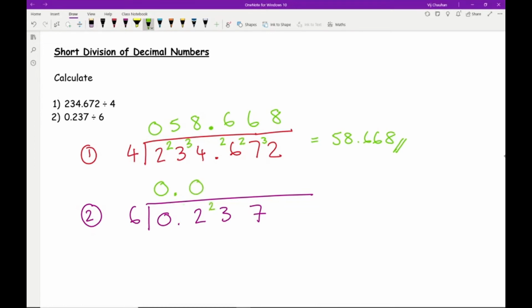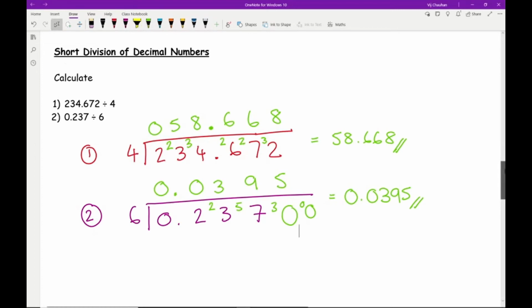How many 6's go into 23? That's going to be 3, remainder 5. How many 6's go into 57 rather? That's going to be 9, remainder 3. So again, add the 0. How many 6's go into 30? That's going to be 5. Give me a final answer of 0.0395. And again, I've stopped because there is no remainder, because obviously I've got 0, 0, and that's it. So there is your 2 final answers.